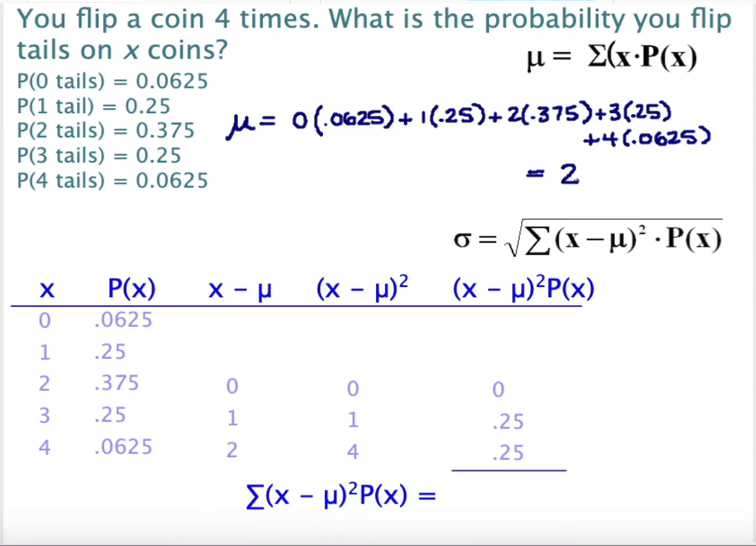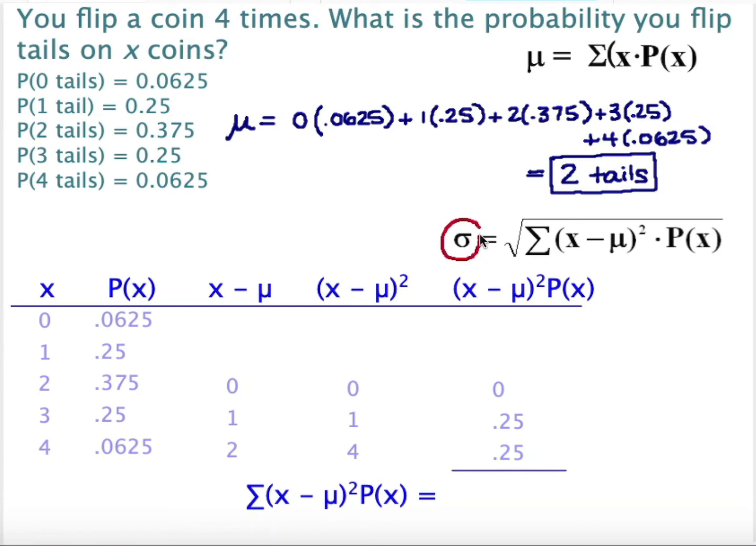And what does that mean? 2 tails is our expected number of tails that we would flip if we were to flip a coin 4 times. And hopefully that's what you would have guessed, since it's a 50-50 shot of getting tails on a coin. Out of 4 flips, we would expect to get 2 tails.